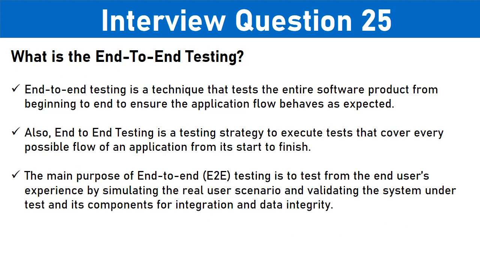Next question: what is end-to-end testing? End-to-end testing is a technique that tests the entire software product from beginning to end to ensure the application flow behaves as expected. Also, end-to-end testing is a testing strategy to execute tests that cover every possible flow of an application from its start to finish.